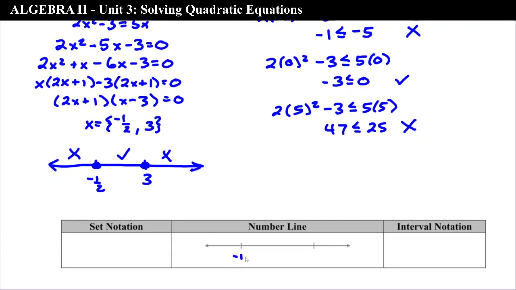So we've got -1/2 here. We've got 3 here, both solid dots, and the middle part is what's checked. So that's the part of the line we're going to draw. In set notation, we can write this all in one go. We've got -1/2 is less than or equal to x, which is less than or equal to 3. And in interval notation, we have the interval from -1/2 to 3, including our bounds, which is represented by a bracket.